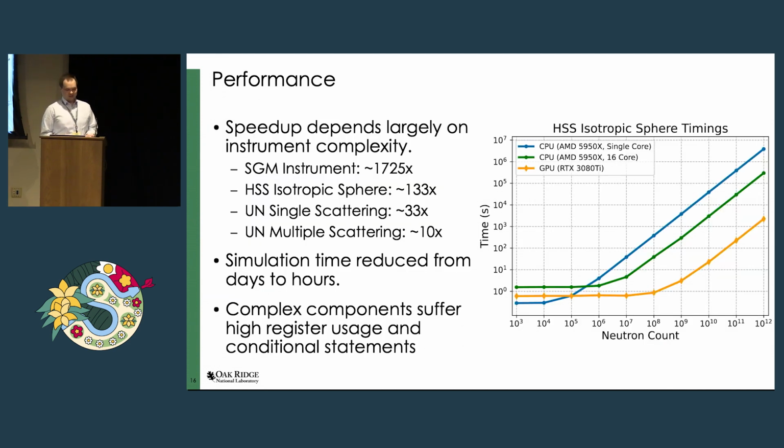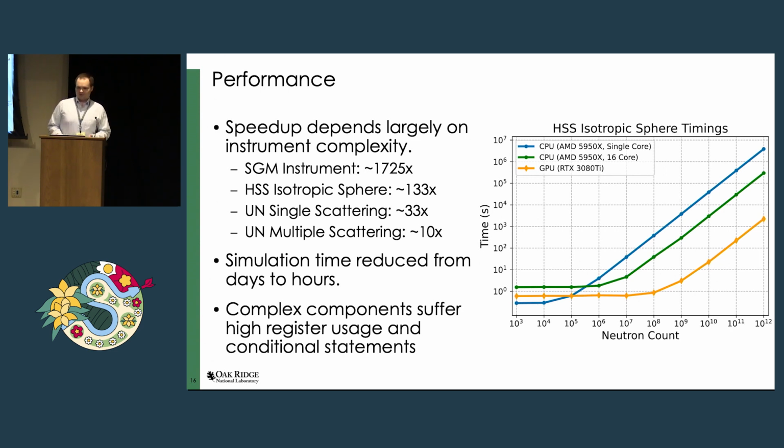So we validated the results, but now we want to look at performance. That's the entire reason for this project: we want to speed things up. So we want to see how that actually happened. As we found, speed up depends largely on the instrument complexity, which is not entirely surprising. For instance, for the source guide monitor instrument that I showed earlier, we were able to achieve a speed up of about 1700, which was good. But once we started adding more physics to this, the speed up decreased pretty drastically.